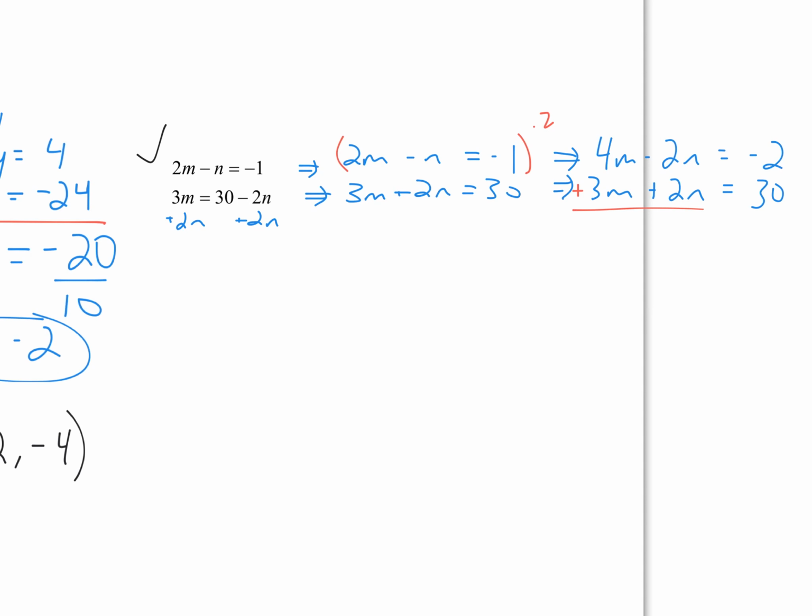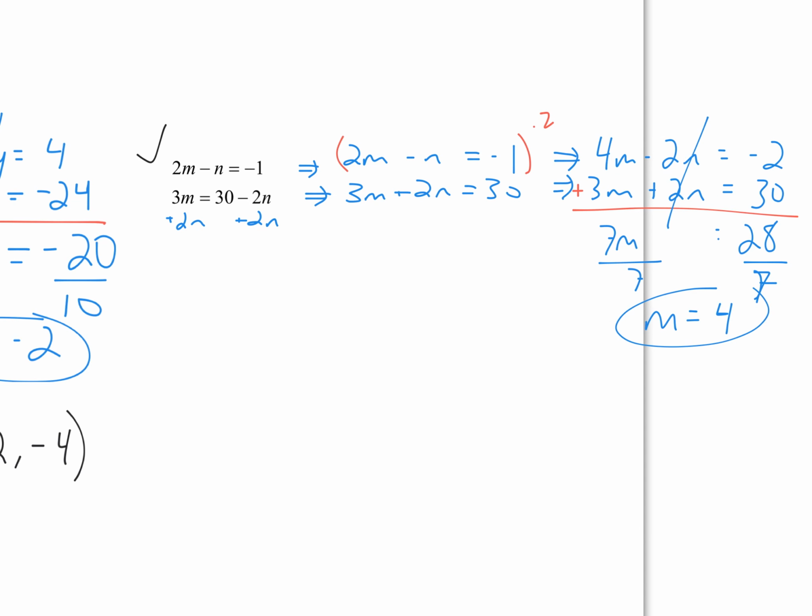Next step, add down. 4m plus 3m is 7m. Elimination of the n's, which is good. We always want that. Negative 2 plus 30 is 28. Solve for m. Divide by 7. Whoops, that's a 7. M equals 4. So we've got our m value.